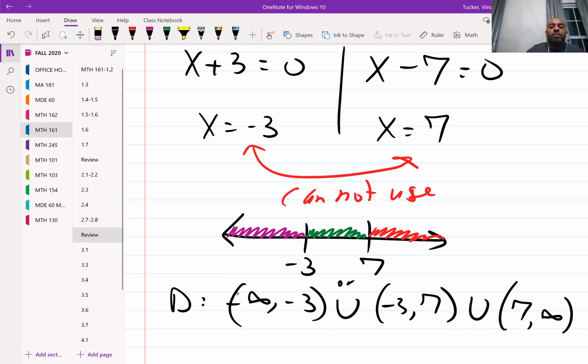Exactly. If I could use -3 or the 7, then I would put a bracket on whichever one I could use. But because I cannot use either one, but I want to represent that I can get as close to -3 and as close to 7 as possible, that's what the parentheses represent. You can get as close to -3 or close to 7 as possible, just cannot use -3 or 7. Okay, that makes more sense.